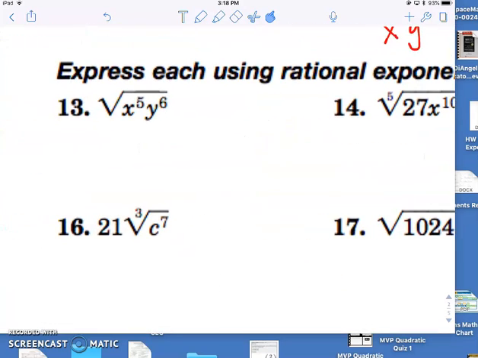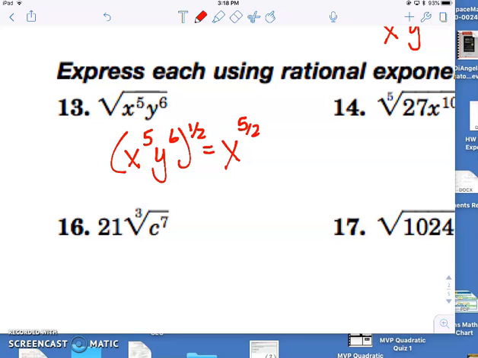So let's look at these bottom ones here. Again, these are ones that I would rewrite with exponents. X to the 5th, y to the 6th to the 1/2. And if we distribute that, x to the 5/2, half of 6 is 3.